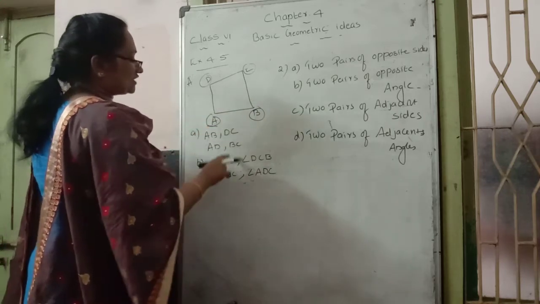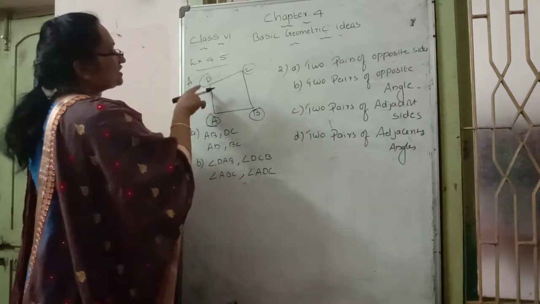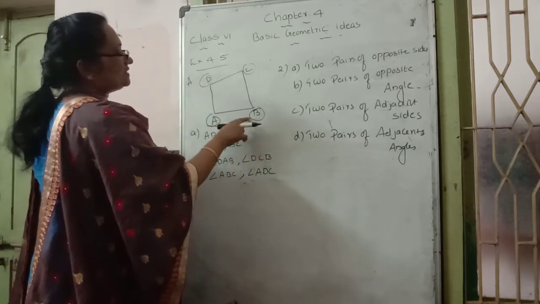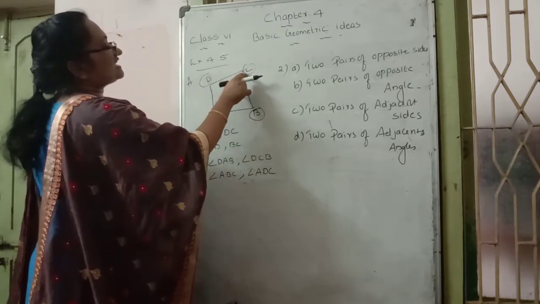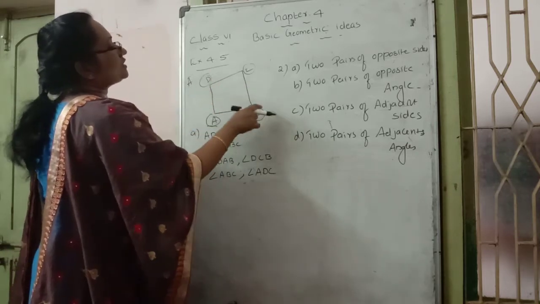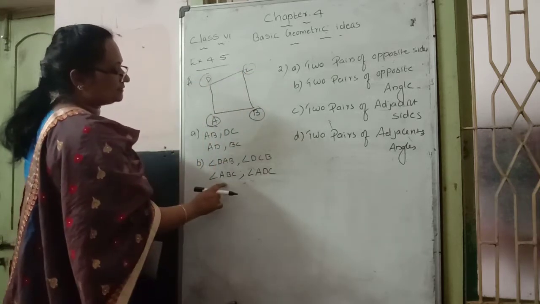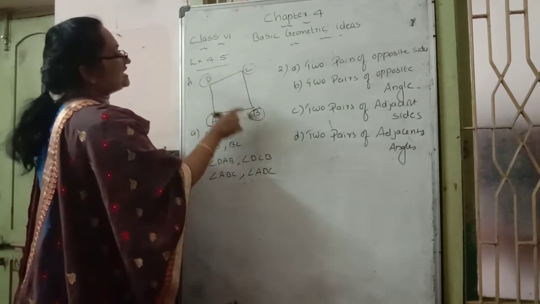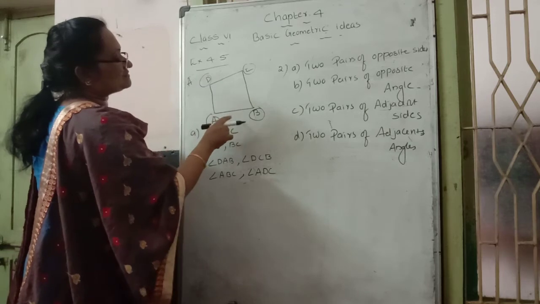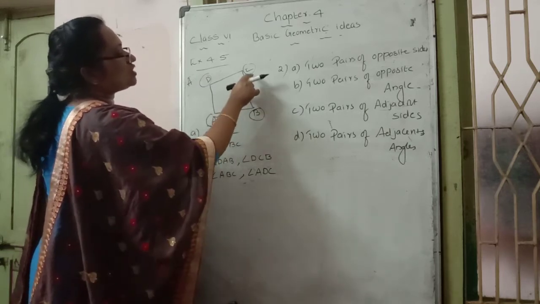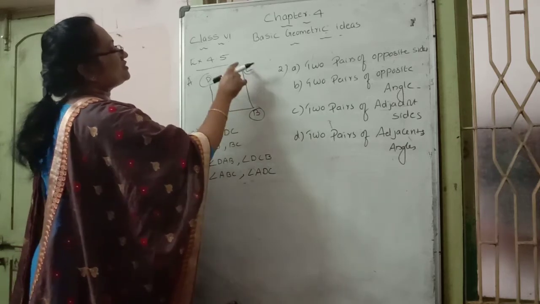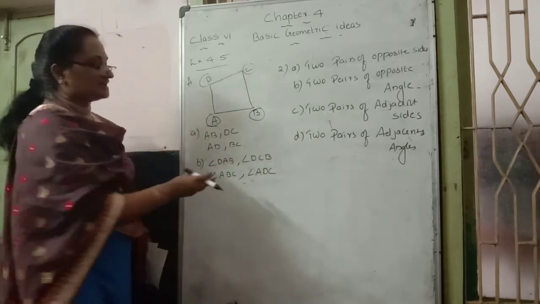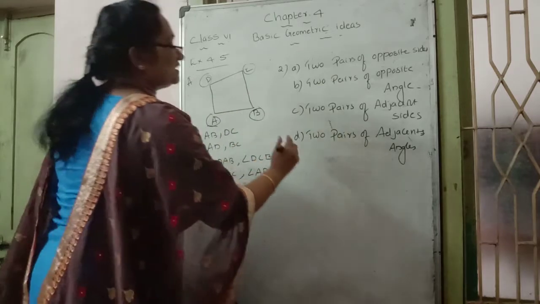So for angle A as a vertex, we can write angle DAB or BAD. Next, the opposite angle C: DCB or BCD. Next, the second pair, B and D, are opposite. B comes as the vertex: ABC or CBA. And D comes as the vertex: ADC or CDA. We can write in any order and finish. This is our B part.